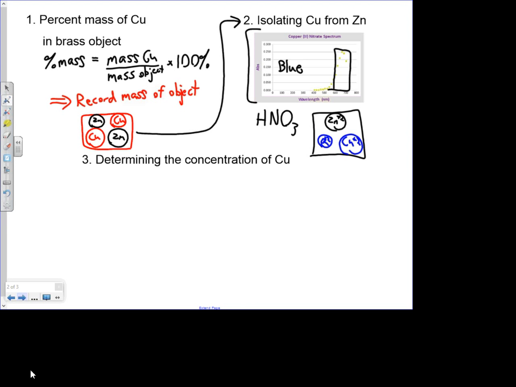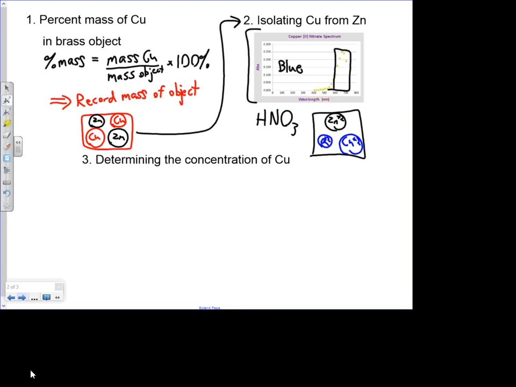So, if I dissolve my copper and my zinc in nitric acid, if I have a nice little flask with copper ions and zinc ions floating around, and I measure how much red light that flask absorbs, that is going to be directly proportional to the concentration of copper ions in my sample.